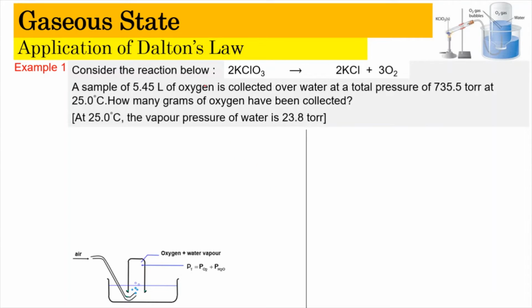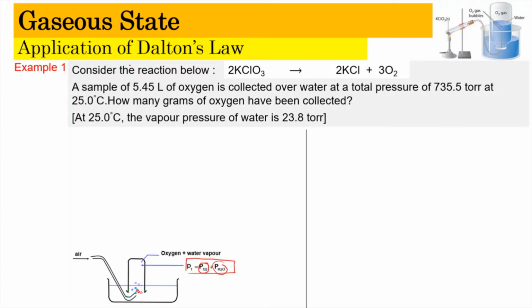So consider the reaction below. Let's say we have potassium chlorate, which is heated. When it is heated, it will produce KCl, and the byproduct of the reaction is going to be oxygen gas. It passes through the water and is collected over the container here. As you can see, we have the partial pressure of oxygen as well as the partial pressure of the water vapor, in which the water itself evaporates and is collected in the container here. We have to consider both of these in order to answer the question.